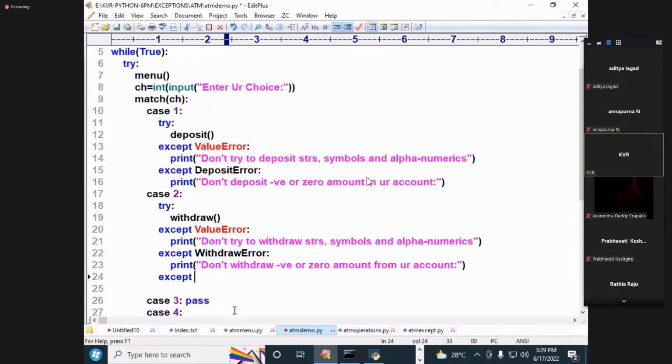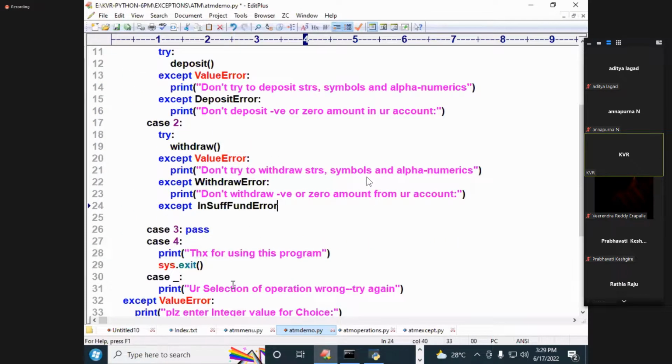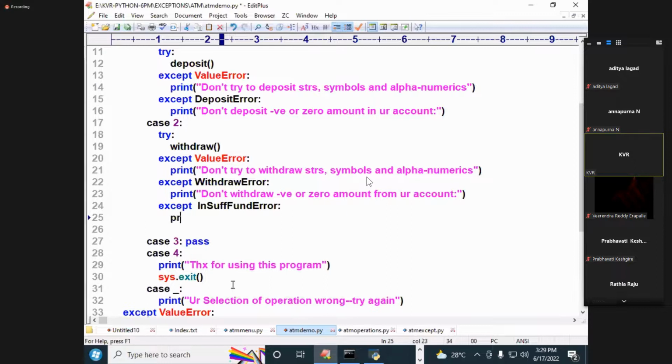Right. Print: Your account does not have sufficient funds. Read Python notes. To have sufficient funds, reading Python notes or not? Compulsory. If you don't want funds, you don't read. Be careful. Don't look at me differently.